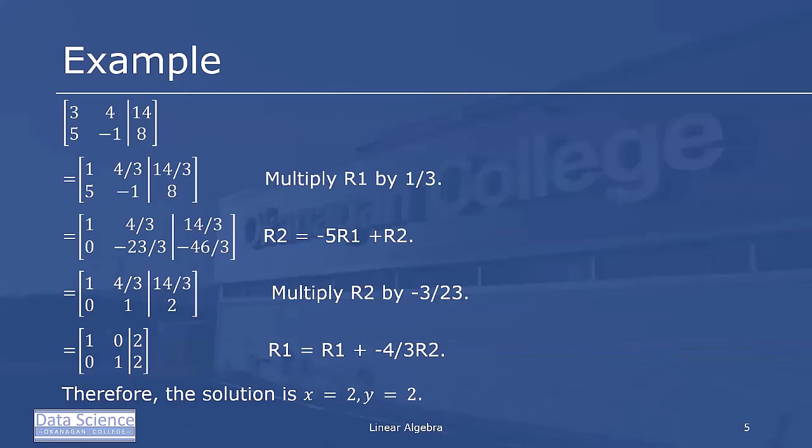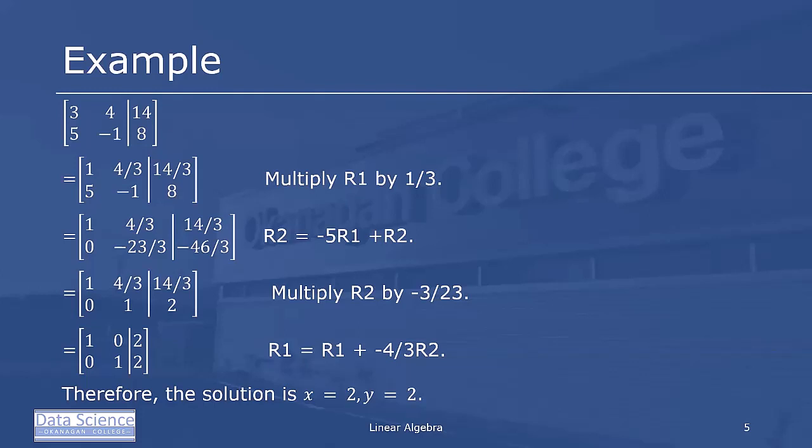Our bottom row can be read as 0x1 plus 1x2 equals 2. So we know that x2 is equal to 2, or y is equal to 2. But if we take row 1 and add to it negative 4 thirds row 2, we can actually reduce this to what's referred to as reduced row echelon form.